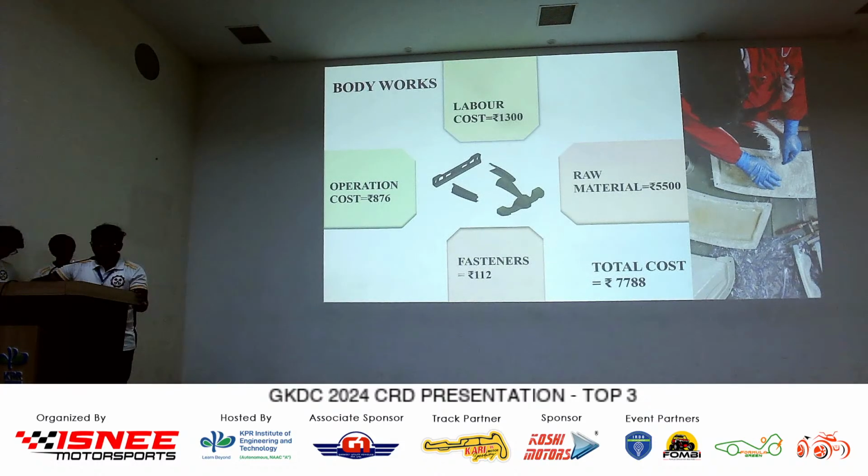And now coming to body works, our body works were manufactured in-house, and the material we have chosen is fiberglass. It's a WR type fiberglass with a GSM value of 600. And coming to the body works, the labor cost is around 1300 rupees, which includes the making of molding, layering up, and resin the material.